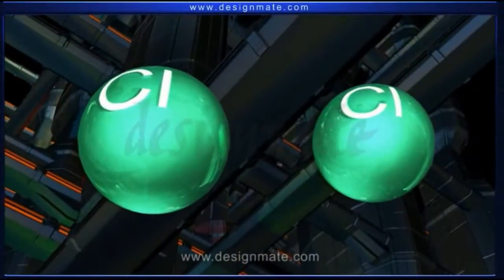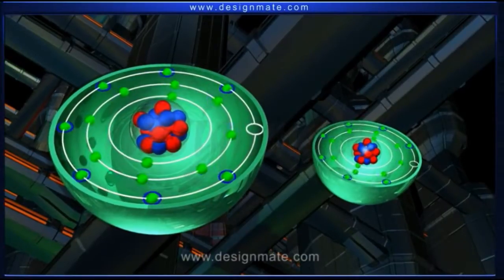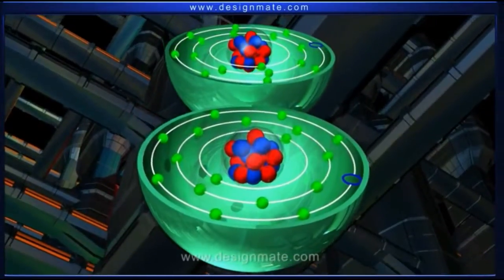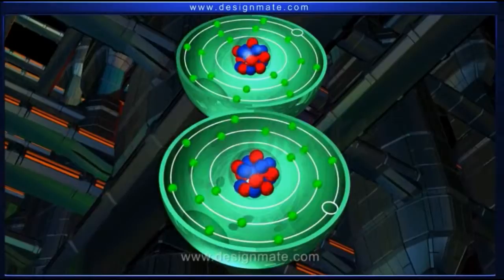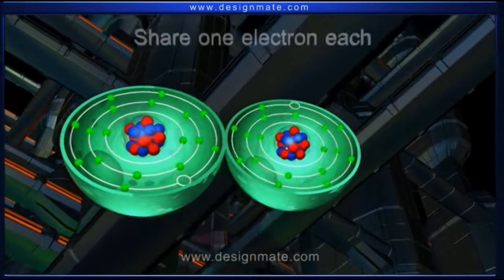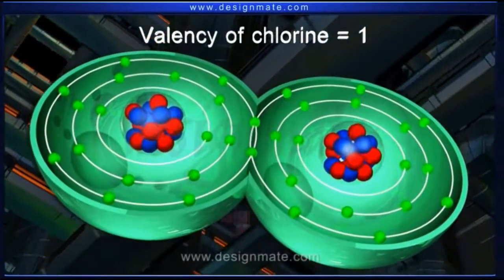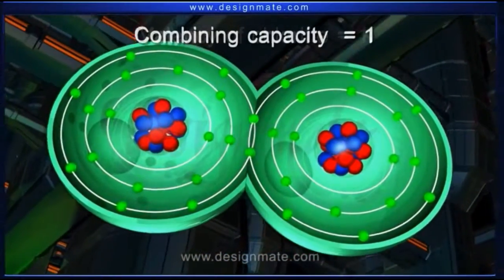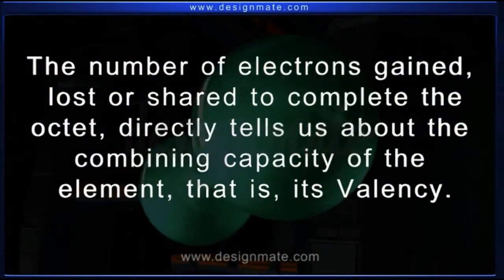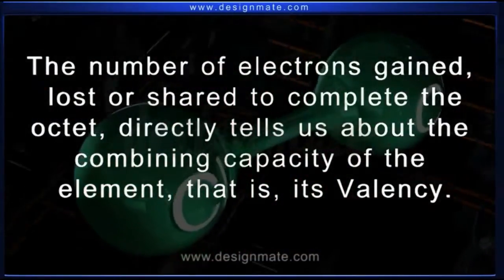On the other hand, consider 2 chlorine atoms having electronic configuration 2, 8, 7, approaching each other. As you can see, each chlorine atom needs 1 electron to complete its octet. In this case, instead of gaining or losing electrons, both the chlorine atoms share 1 electron each. Hence, the valency of both the chlorine atoms and the chlorine molecule is 1, as their combining capacity is 1. Thus, the number of electrons gained, lost, or shared to complete the octet directly tells us about the combining capacity of the element, that is, its valency.